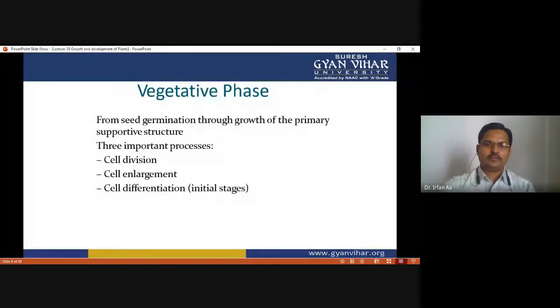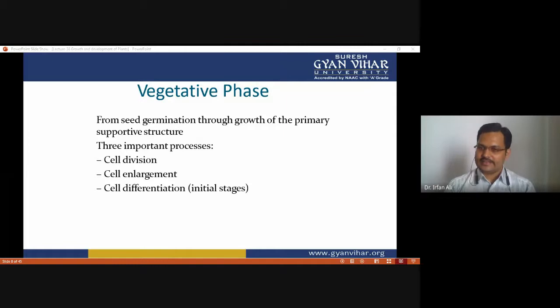So now we have to discuss the vegetative phase in more detail. From seed germination through growth of the primary supportive structure, the vegetative phase takes place, from the seed germination until the primary supporting structures are formed. And in the vegetative phase, there are three important processes that take place.